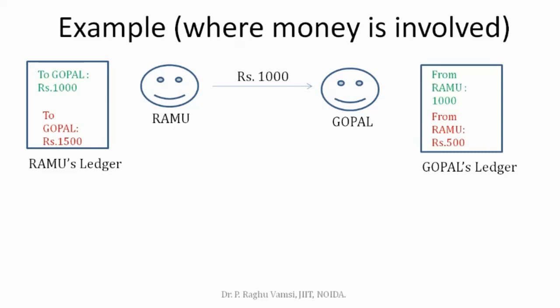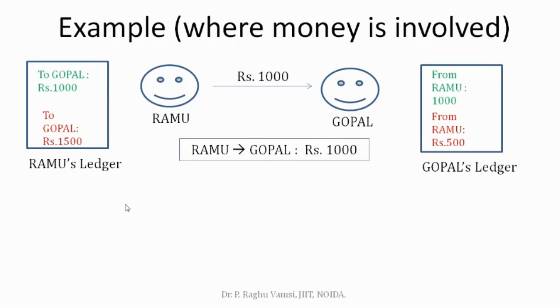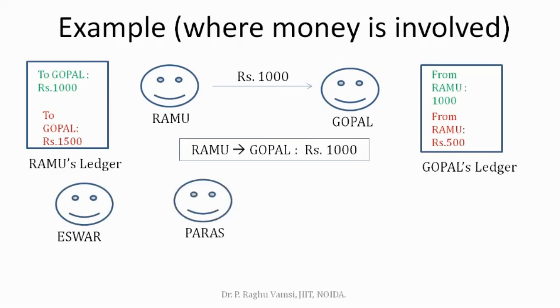So now Ramu has given Gopal rupees 1000. This is the transaction that was generated. Okay, assume that these people are in a digital environment and in a network. This Ramu to Gopal rupees 1000 is a transaction generated. Now this generated transaction will be sent to Ishwar, Paras and Radha for verification.